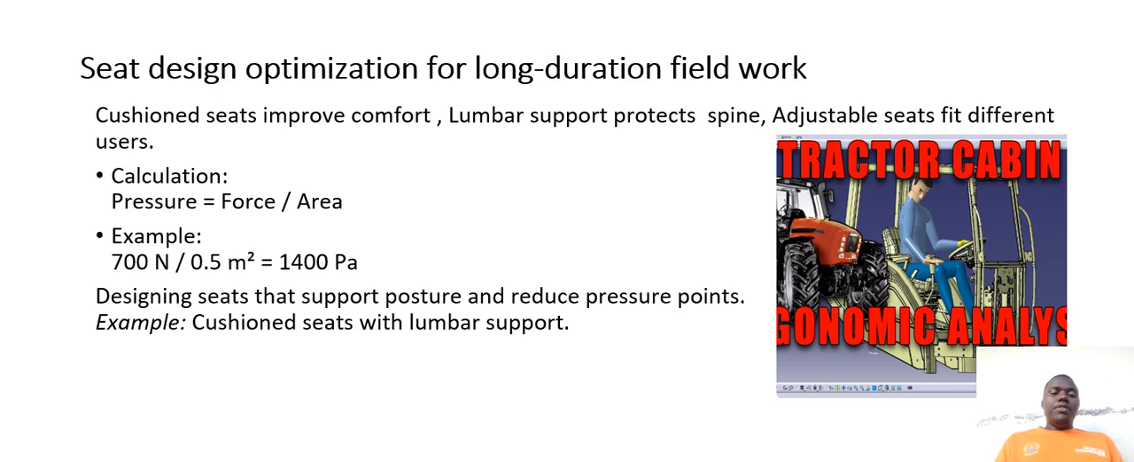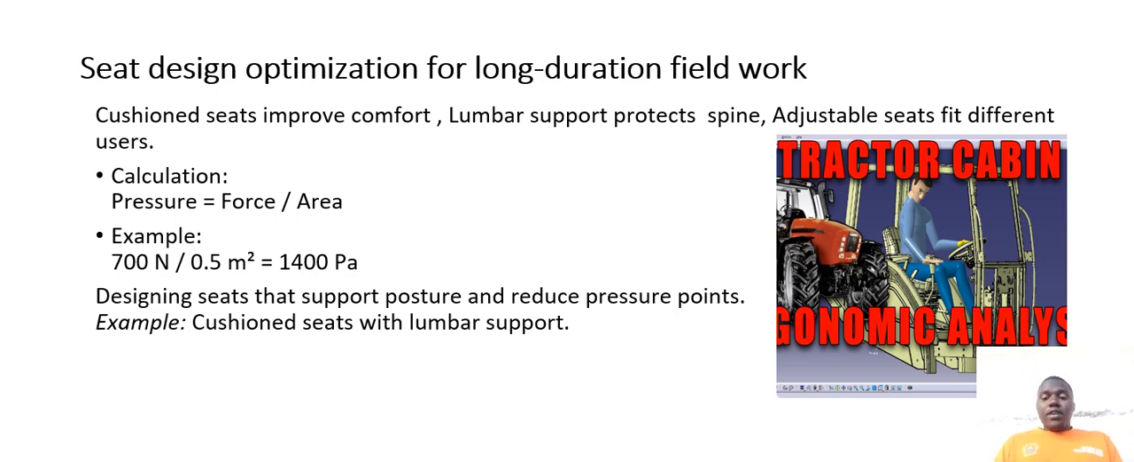For example, we have a force equal to 700 Newton and an area equal to 0.5 meter squared. To calculate the pressure, we take that 700 Newton over 0.5 meter squared to get 1400 Pascal. Ergonomics is required for designing seats that support posture and reduce pressure points. Example, cushioned seats with lumbar supports.